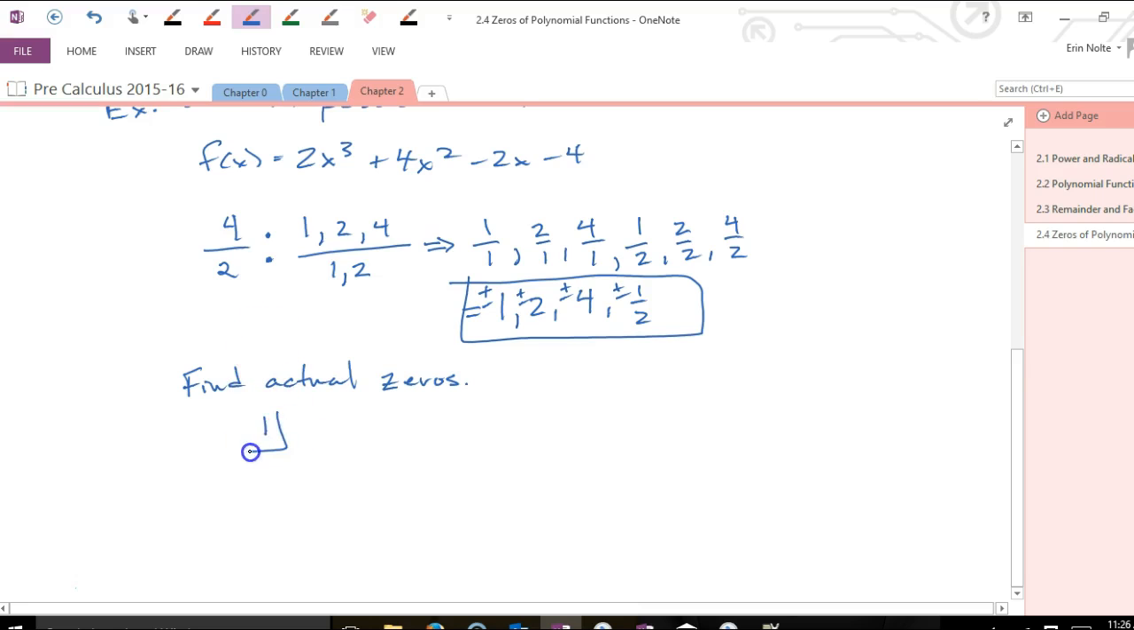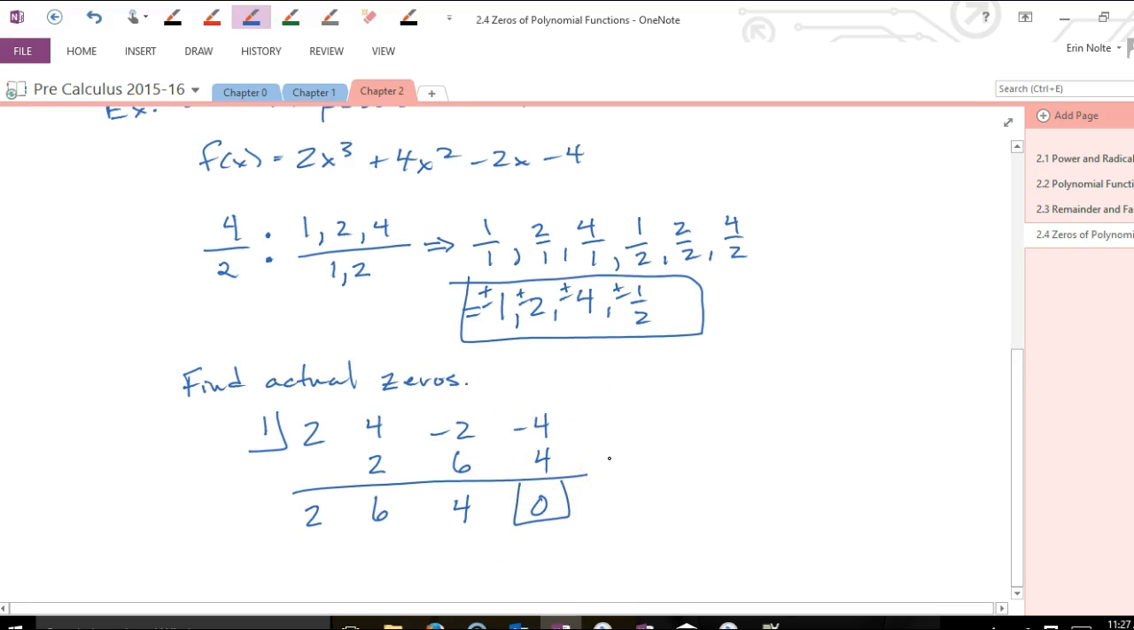So I'm going to take 1 and I'm going to plug it into the box, and I'm going to take my function and I'm going to break it using synthetic division. So I've got 2, 4, -2, -4. If I drop my 2, what's 2 times 1? And then I'm supposed to add, what's 4 plus 2? 6 times 1? -2 plus 6? 4 times 1? And so I get a remainder of 0.